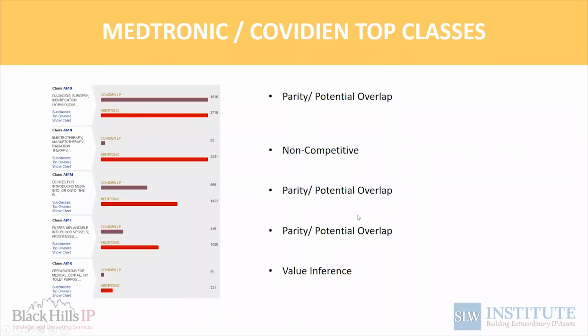And then if we start to look at class by class on the comparison, we can see very quickly, as we're talking about these forensic inferences here. You can see the class A61B, there was parity to a large degree, they both were doing a lot of filings. There was a potential overlap. There's very little, I think, room for massive new innovation or massive new benefit by the first class.